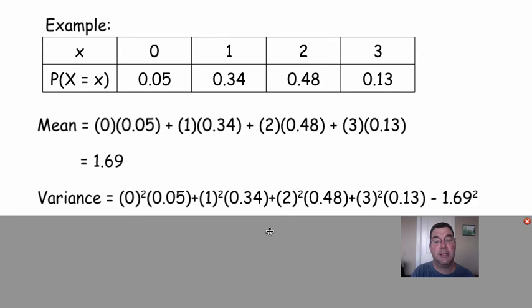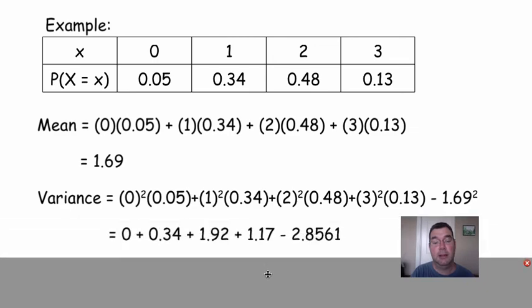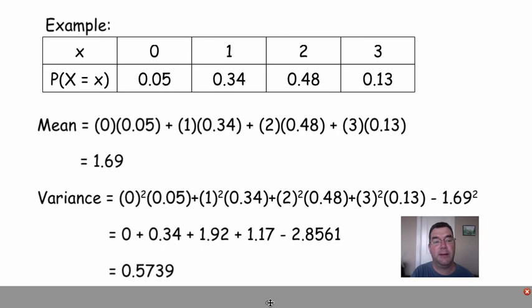Then to find the variance, I'm going to use the second formula that I gave you, where I square each of the x's and multiply it by the probability, add all of that up, and then subtract my mean squared. And that gets me 0 plus 0.34 plus 1.92 plus 1.17 minus mu squared, which gives me 0.5739. And that would be the variance. So that's how you calculate mean and variance of any discrete distribution of a variable.